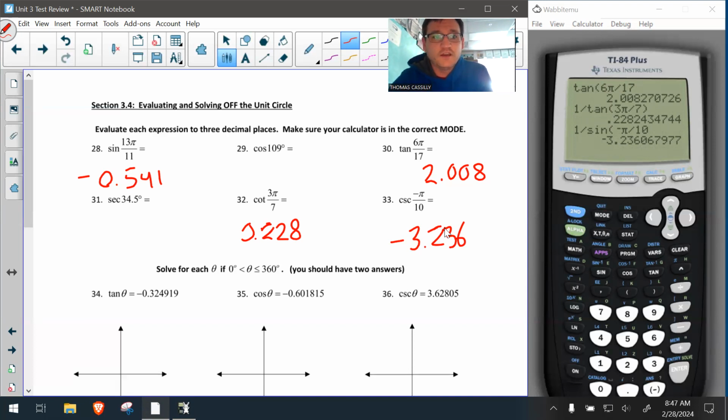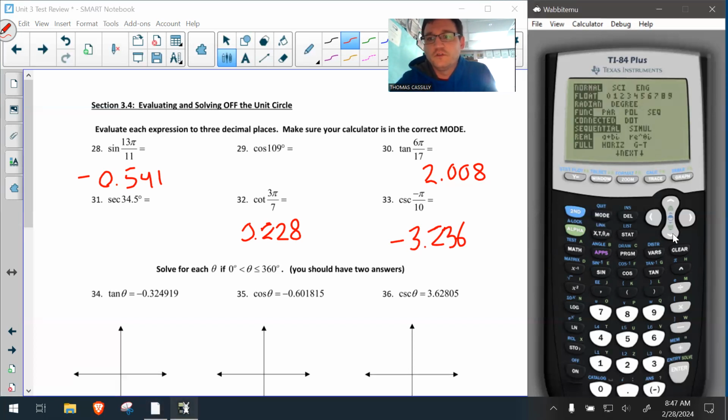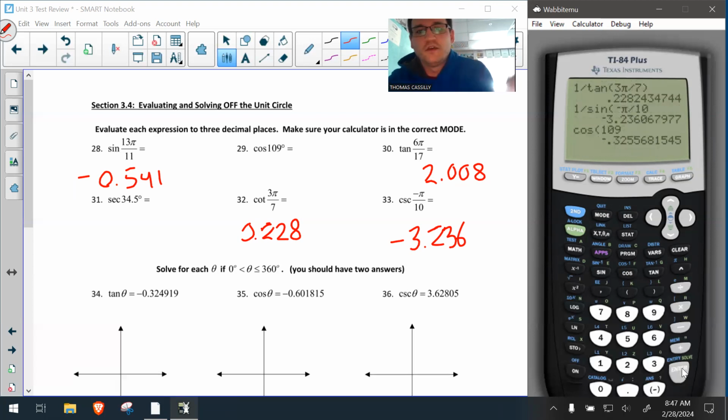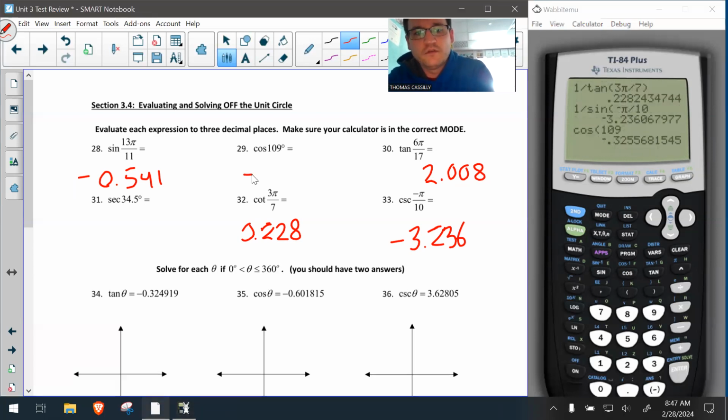So let's see, 29 and 31, those are in degrees. So on your calculator, right before you do the next one, you want to swap over to degree mode. That does affect things. Now we're going to get the cosine of 109. The cosine of 109 is negative 0.326.